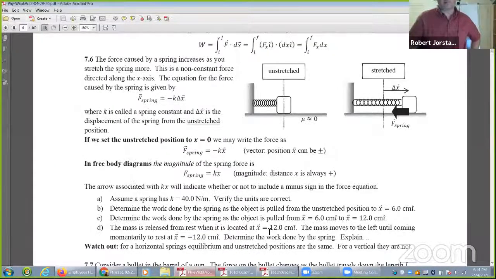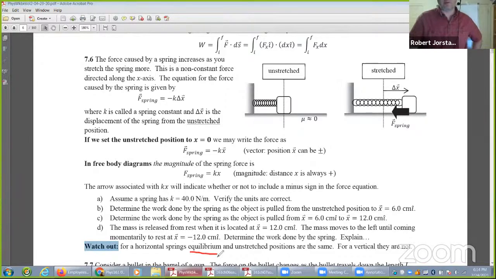All right. So, I have a watch out. Watch out. So if we are doing problems with horizontal springs, you could use the words equilibrium and unstretched interchangeably. So think about it. This one right now, we're at the unstretched position. There's a normal force up. There's mg down. What's the spring force when the spring isn't stretched? 0. And so notice the unstretched position is also equilibrium.